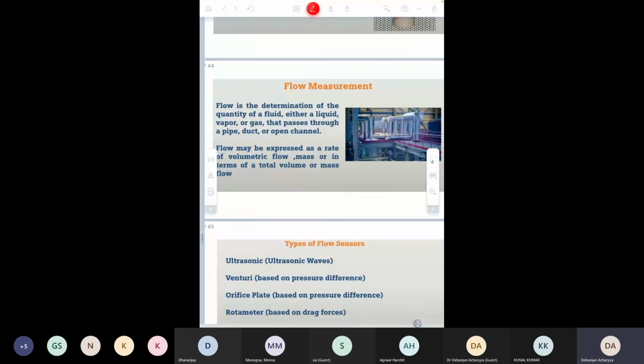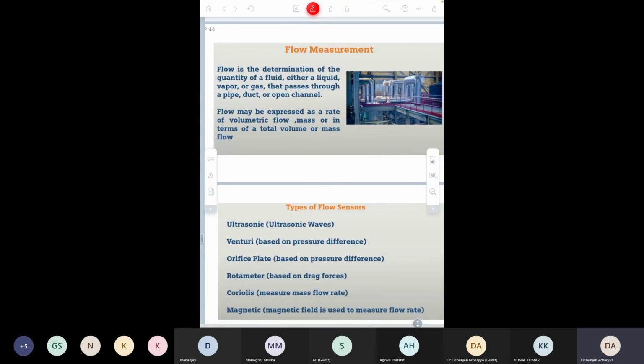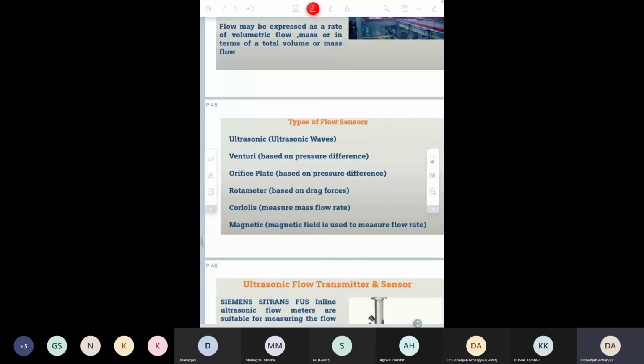Now, after level measurement, another type of measurement is flow measurement. Flow is determined by the quantity of a fluid, either a liquid, vapor, or gas, that passes through a pipe, duct, or open channel. So in a process, there are several pipes where you have to measure the flow. That flow may be expressed as a rate of volumetric flow, mass flow, or in terms of total volume or mass. There are several flow meters.